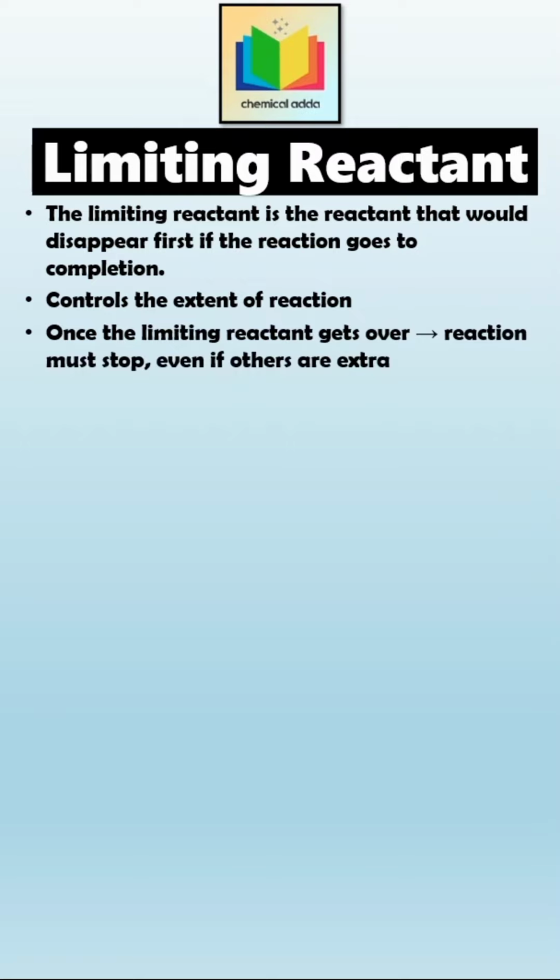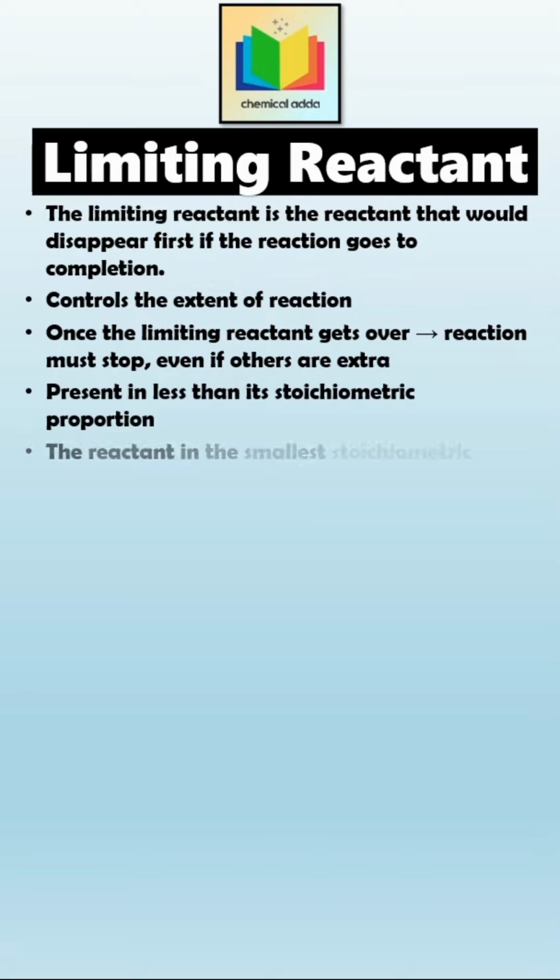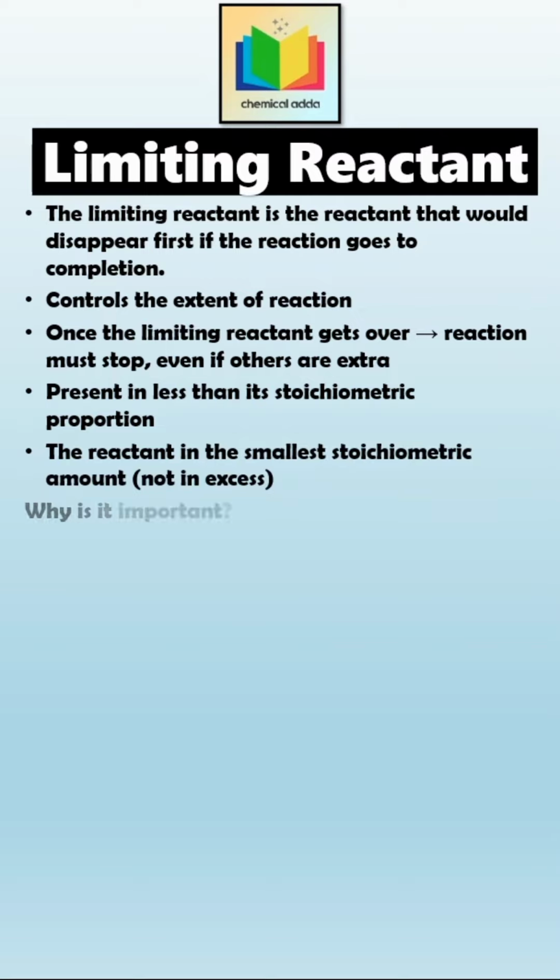other reactants are left. One important point about the limiting reactant is, it is always present in less than its stoichiometric proportion relative to the others. In simple words, it is the reactant present in the smallest stoichiometric amount, that is, the one which is not in excess. But, why is it important to know about the limiting reactant?